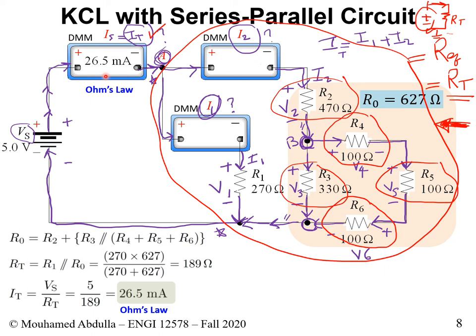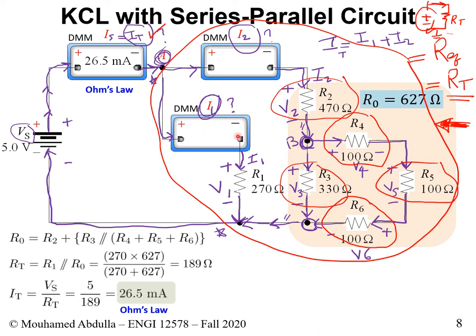At this point, we did great. We were able to find this current. Now that we have this current, we're still missing two parts. We don't know what this current is, and we don't know what the other current is. But for these two, for one or the other, you could simply use the current divider rule.